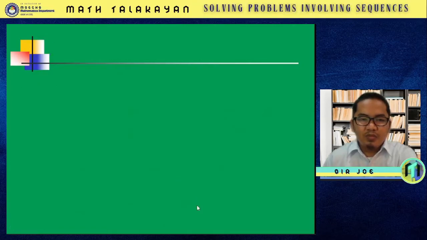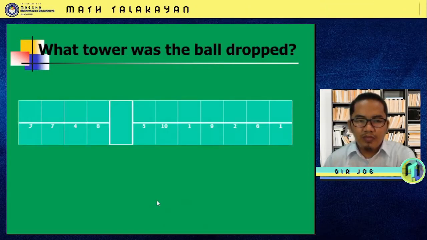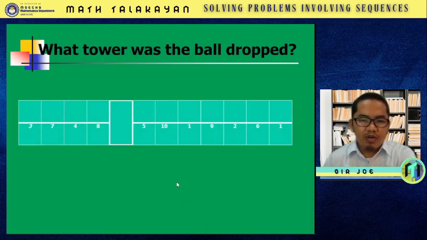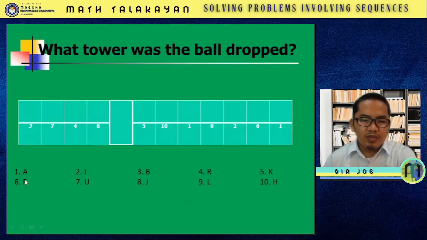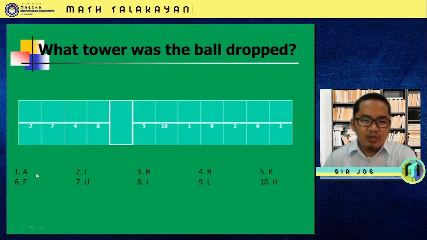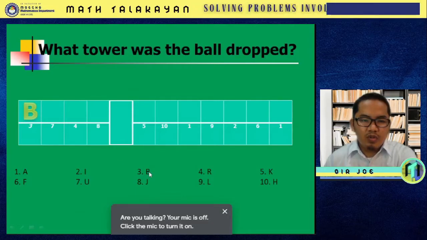So we're going to proceed to our puzzle. What tower was the ball dropped? So we have here our boxes. These are our answers a while ago. So we are going to fill in the box. So we have here 3. This will be letter B.